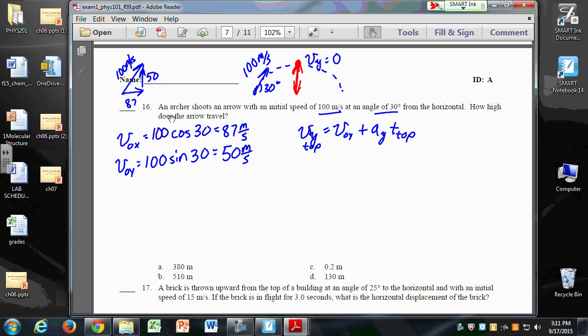All right, so Vy at the top is 0. That's equal to 50 minus 10 times t top. So t top is equal to 5 seconds. 50 minus 10 times 5 is equal to 0. Or the other way you'd solve this, almost always. I'll show you another example where that's not necessarily the case.